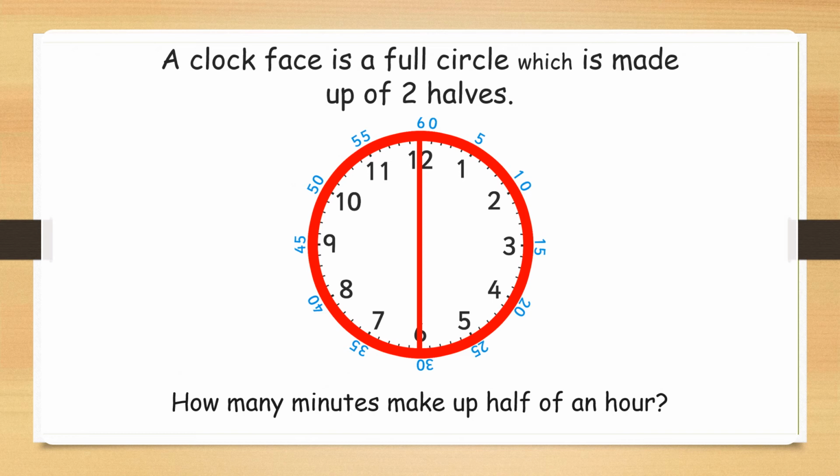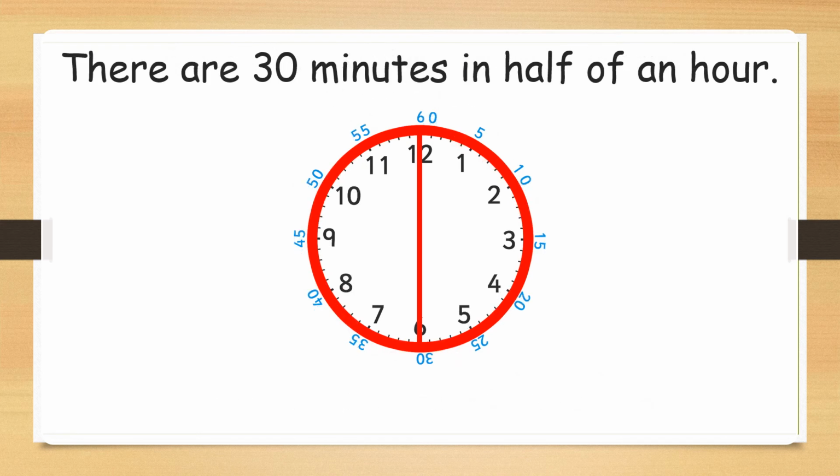How many minutes make up half of an hour? Very good. There are 30 minutes in half of an hour. Just like we did before, starting from number 1, we're going to count. Put your pointer, children. 5, 10, 15, 20, 25, 30. Very good. So 30 minutes makes half of an hour. Okay?